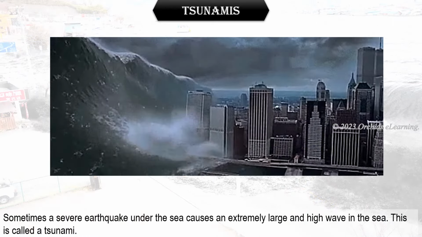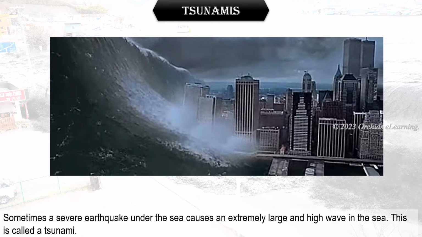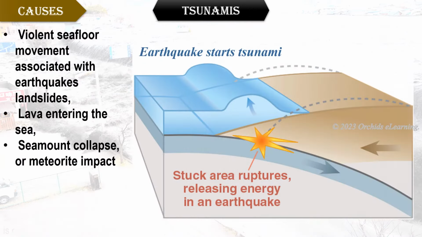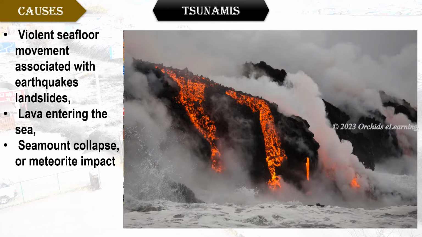Tsunamis. Sometimes a severe earthquake under the sea causes an extremely large and high wave in the sea. This is called a tsunami. Causes. A tsunami starts when there is an earthquake, but the wave moves rapidly through the sea and can reach places that are far away from where the earthquake happened.